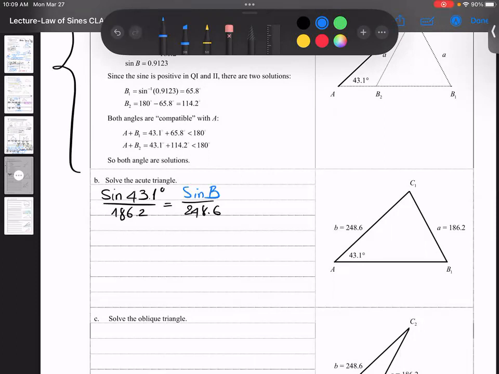That's how I would think if I was you, if I'm on the exam. I know that the sine of this angle over the opposite length equals the next one, and you just fill in the one that you don't have. You can solve for sine B.